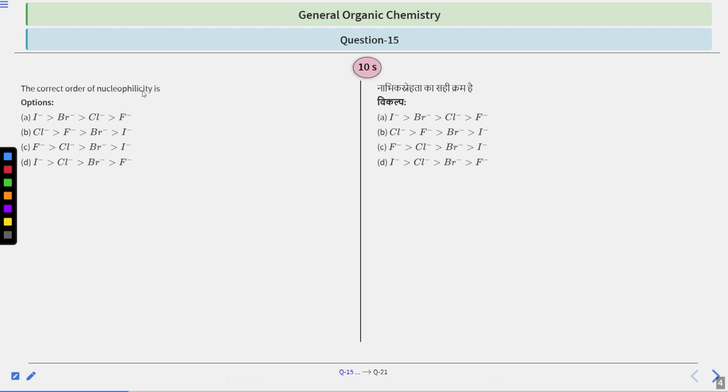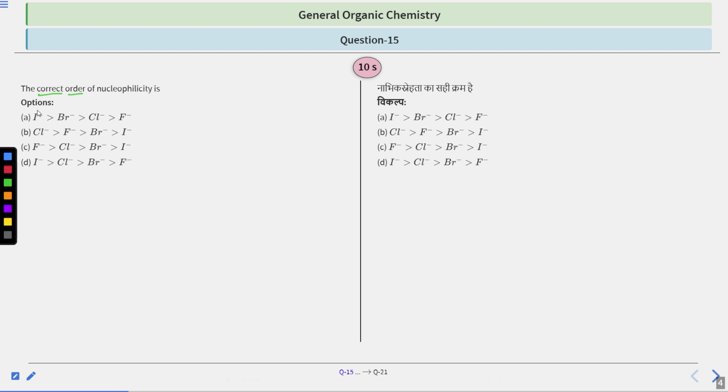The correct order of nucleophilicity is... So basically we have been given some nucleophiles, and we have to find out the correct order of their nucleophilicity.